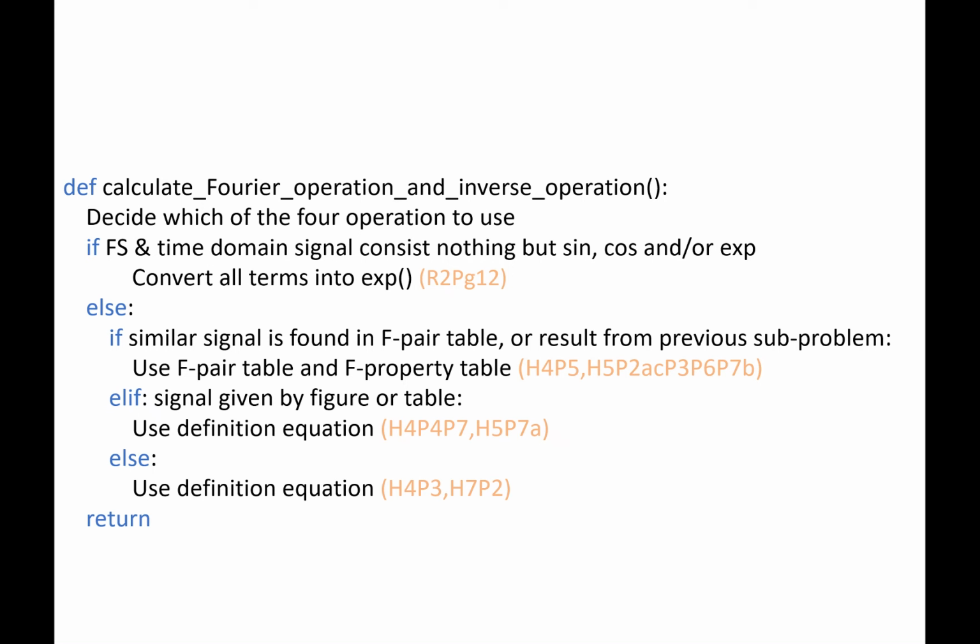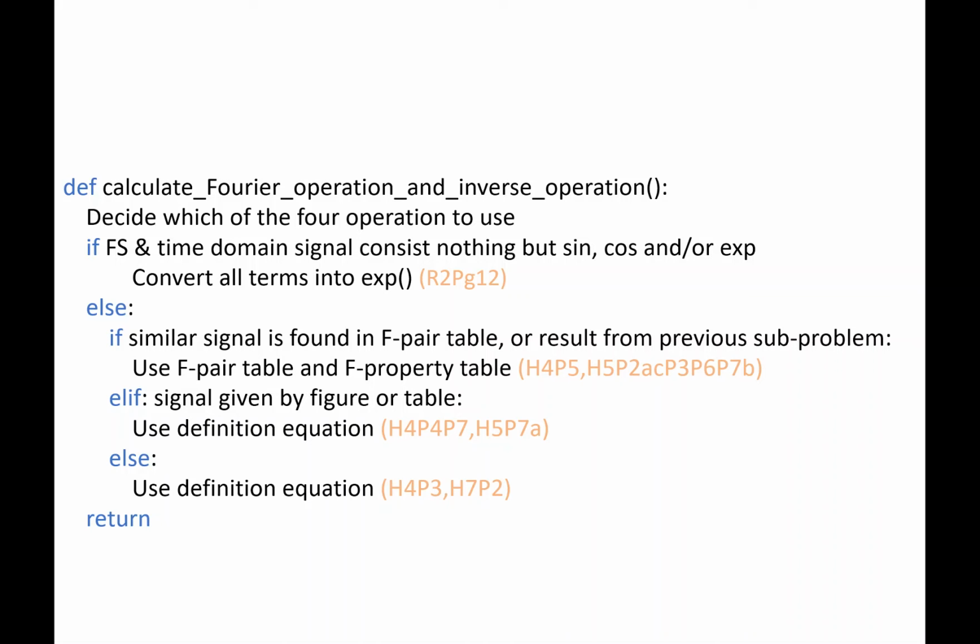So these are, well, I'd say pseudocode to help you decide which method to use to solve your problem. The first general question is to calculate Fourier operations or inverse operations. You have a signal and are asked to get its Fourier operation, or you get a spectrum and need to get its inverse operation. So the first thing you need to know is to decide which of the 4 operations you want to use. As we said, there are 4 kinds of operations.